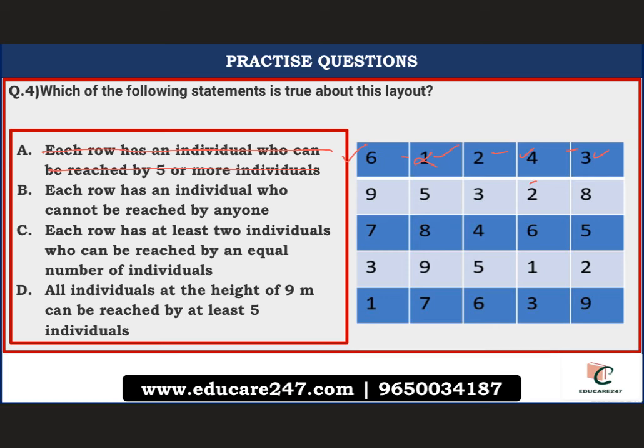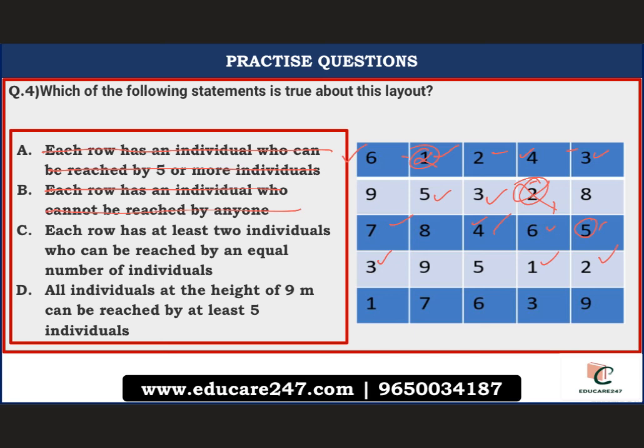Option B, each row has an individual who cannot be reached by anyone, alright. So here there is 1, here there is this 2 who cannot be reached by anyone, alright. Let us check for row number 3. 7 can be reached by 3, 8 can be reached by 5, 4, 7, 4 can be reached by this 3, 6 can be reached by this 1, 2, 4, 5, 5 can be reached by this 2, hence this option is also wrong, alright.